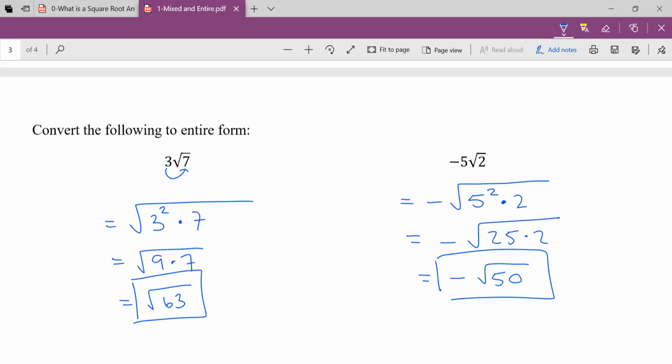So switching from mixed to entire is easier because you don't really have to find any numbers. You just square or cube the number that's on the outside. But going the other way around from entire to mixed is much more important and more difficult. So that's where you're going to focus your time in your homework today.